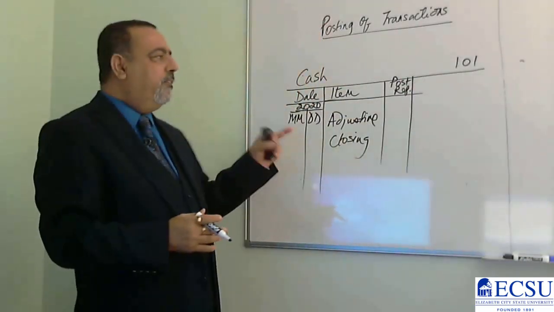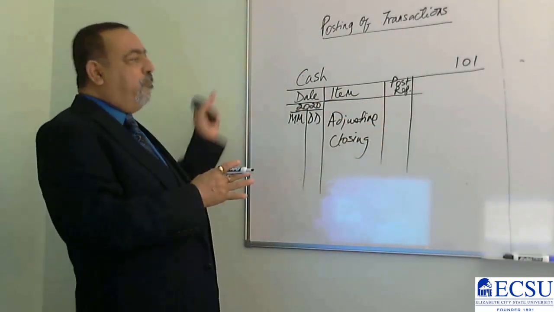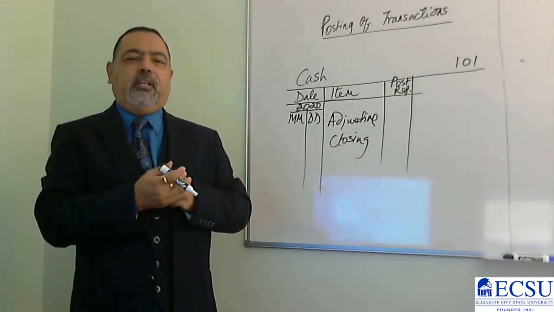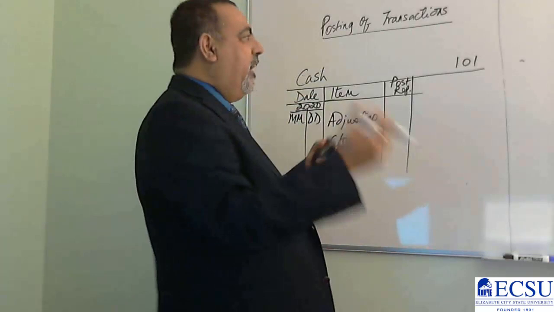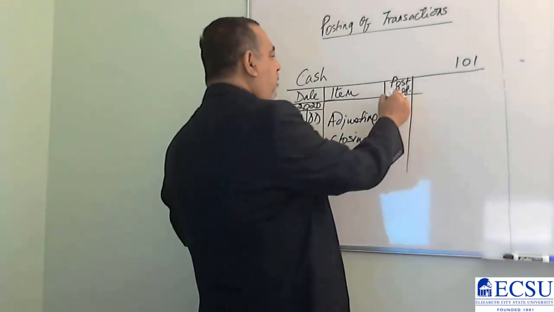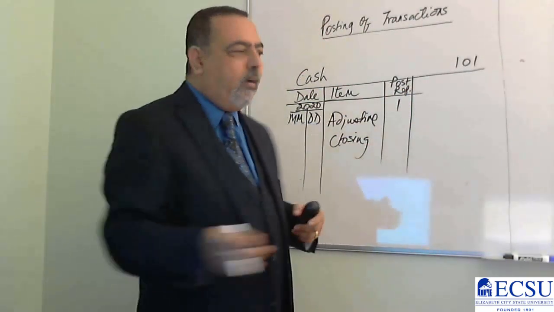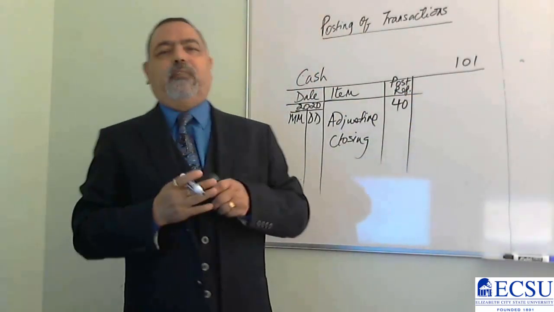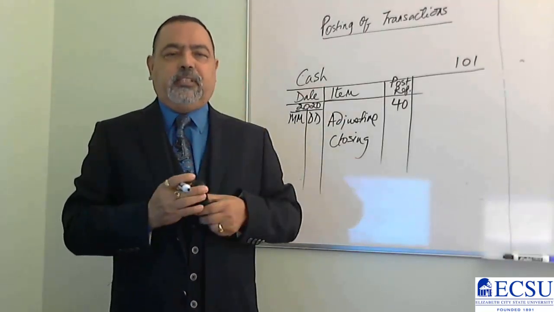Now the posting reference column will signify from which page of the journal I am bringing this record. So that's the reference to the journal page. If I bring this information from page number 1 of the journal, I'm going to write 1, or if it is page number 40 of the journal, I'm going to write 40. That is your posting reference.